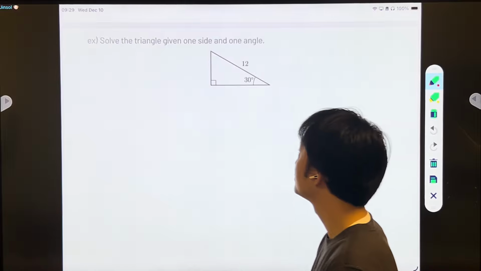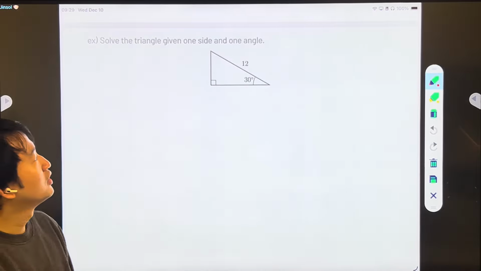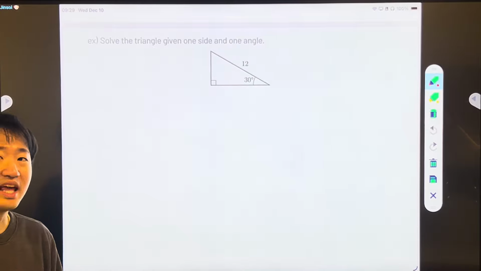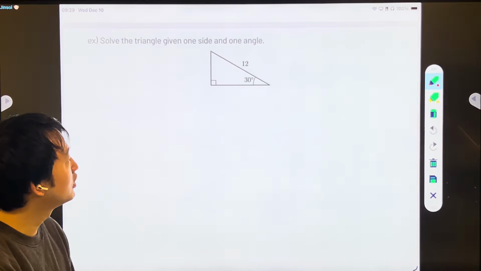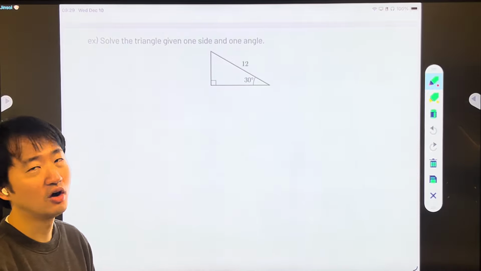Let's try the next question. Solve the triangle given one side and one angle. So in this case, we need to first start off by labeling the triangle. When we're labeling the triangle, there are some rules that we want to follow.